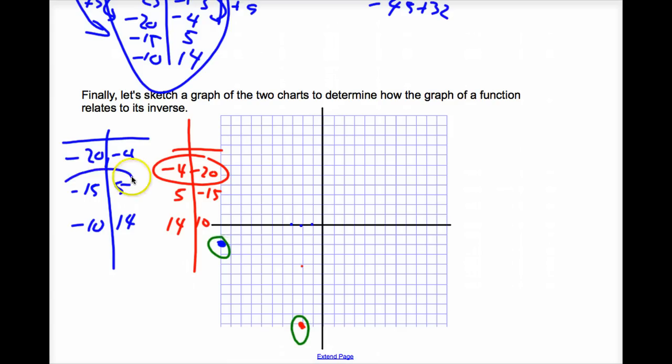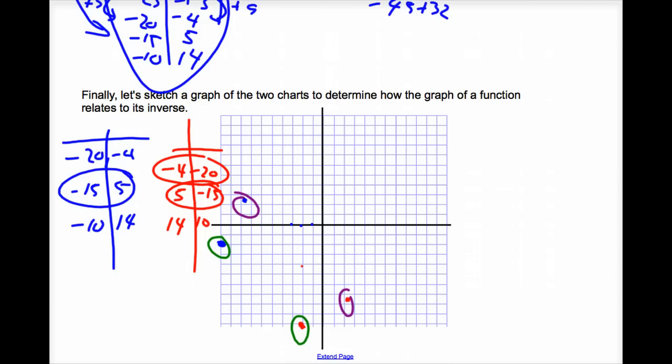Let's go to the next one. Let's do negative 15, 5. Negative 15 going by 2s would be 7.5 left. 1, 2, 3, 4, 5, 6, 7, 7.5. And 2.5 up. And there. The inverse of that is 5, negative 15. That's 2.5 right, and 7.5 down. 1, 2, 3, 4, 5, 6, 7.5. Should be right in the middle. Those right there are inverses.